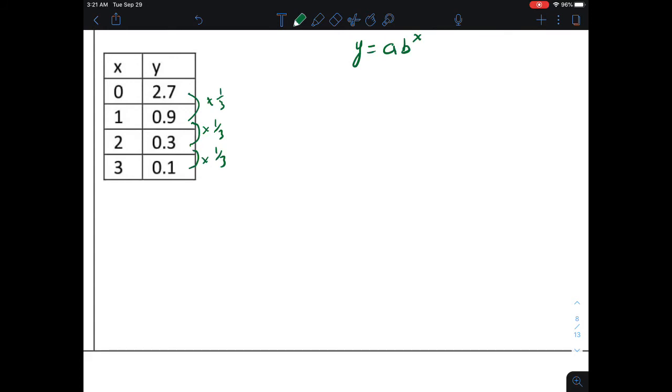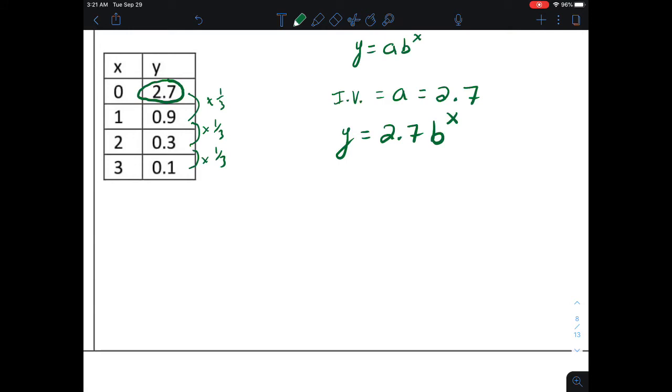If we're writing our equation here, we're going to start by finding the initial value. I'm going to abbreviate that as IV. And our initial value is going to be a. Well, a is the y value when x is 0. So the y value when x is 0 is 2.7. So I have y equals 2.7 times b to the x power.